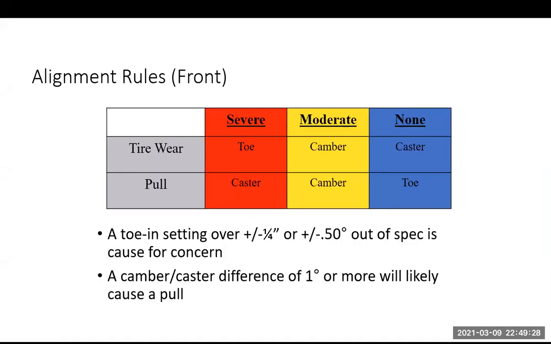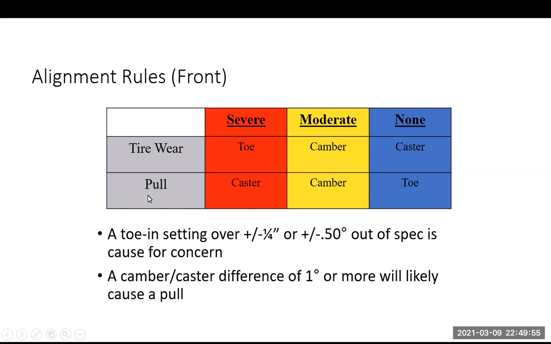As far as symptoms, you can use these charts to sort of map out how the symptoms would be affected from the different settings. When it comes to tire wear, the toe setting being out would cause the most severe wear. When it comes to camber, it would be moderate tire wear, and caster really doesn't affect tire wear. And this is involving the front.